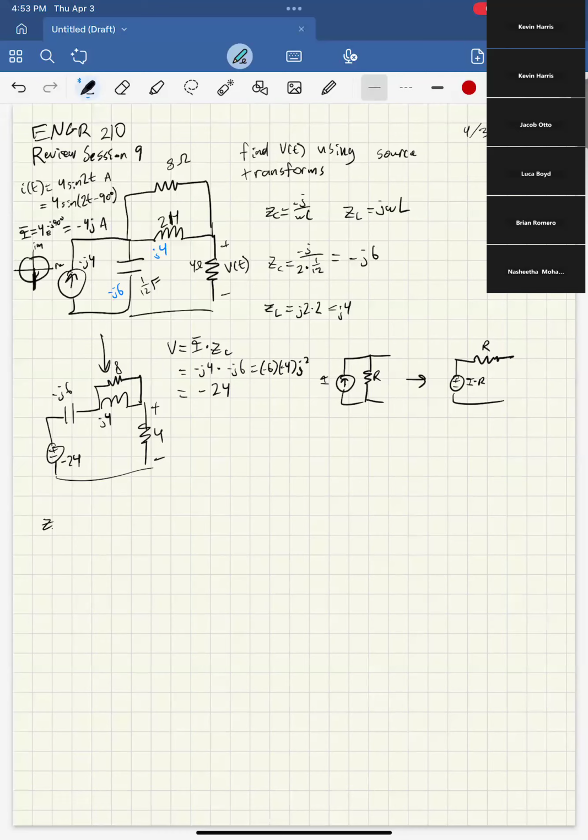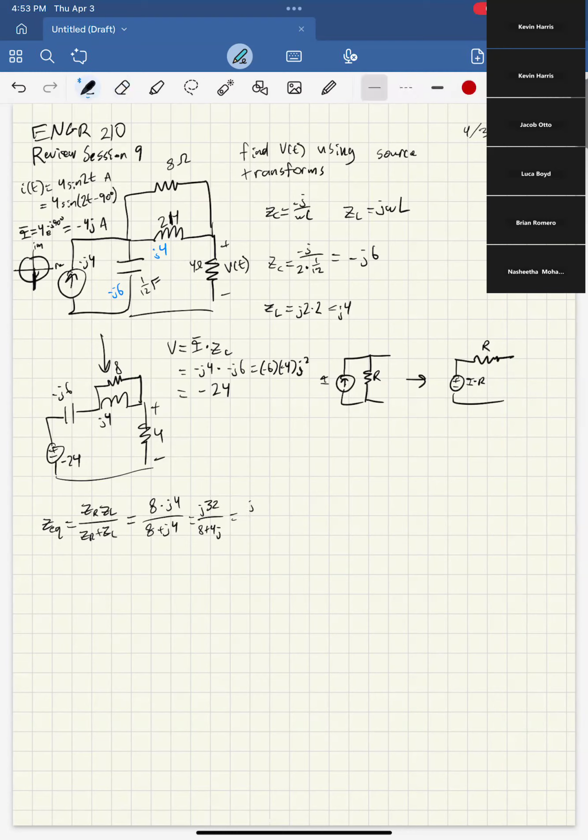So Z equivalent is going to be ZR ZL over ZR plus ZL. In this case, this is going to be 8 times J4 over 8 plus J4. If you combine the two on the top, we get J32 over 8 plus 4J. Then if we want to make this nice, we multiply by the conjugate, 8 minus 4J over 8 minus 4J. To make our lives easier before we do that, we can divide everything by 4.